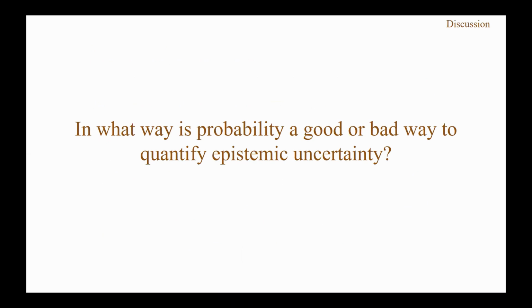Okay, but to continue, before I open up for a broad discussion, in what way is probability a good or a bad way to quantify epistemic uncertainty? So what I just told you is a brief introduction to subjective probability as a way to quantify epistemic uncertainty. And by subjective probability, I mean a precise probability. It sparks the whole Bayesian machinery where one can update and integrate expert knowledge and data. And it's a very flexible approach. And now I want to hear your thoughts about in what way this is a good or a bad way to quantify epistemic uncertainty.